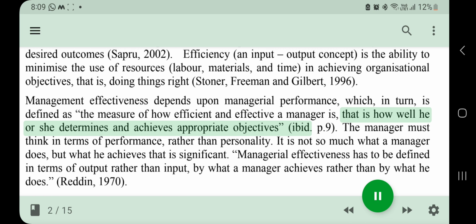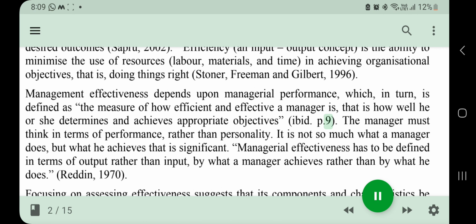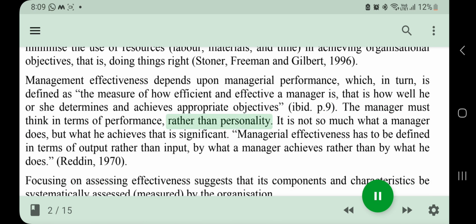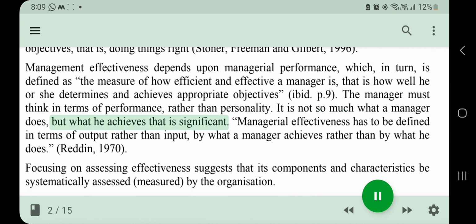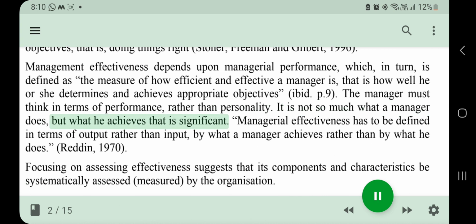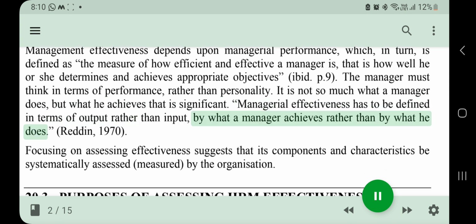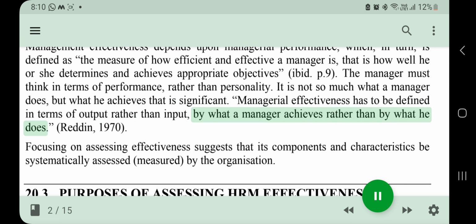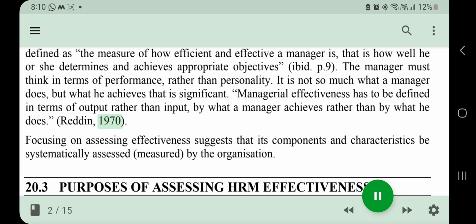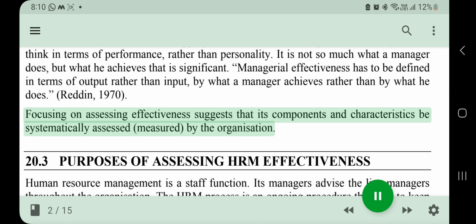The manager must think in terms of performance, rather than personality. It is not so much what a manager does, but what he achieves that is significant. Managerial effectiveness has to be defined in terms of output rather than input, by what a manager achieves rather than by what he does. Redden, 1970. Focusing on assessing effectiveness suggests that its components and characteristics be systematically assessed, measured, by the organization.